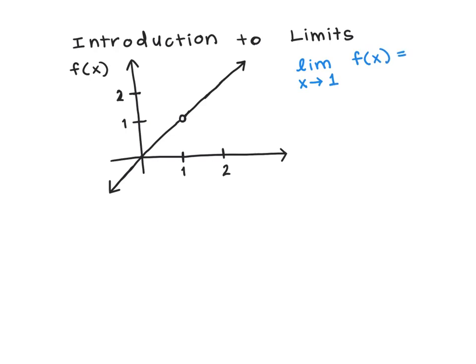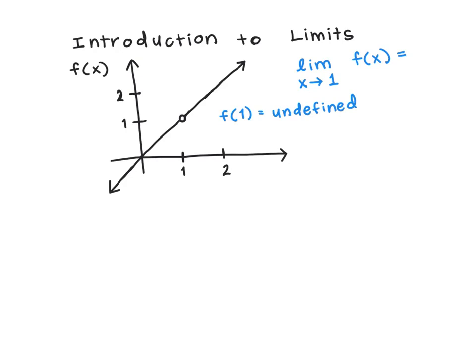Now let's look at our graph and talk about what we are finding when we find the limit as x approaches 1. First, I'm going to start with what we're not finding. We're not finding the value of my function at x equals 1. If I look at my graph here, I see that there's a hole in my function at x equals 1. So if I were to evaluate the value of my function at x equals 1, we actually find that it's undefined. There's no value of my function at x equals 1.